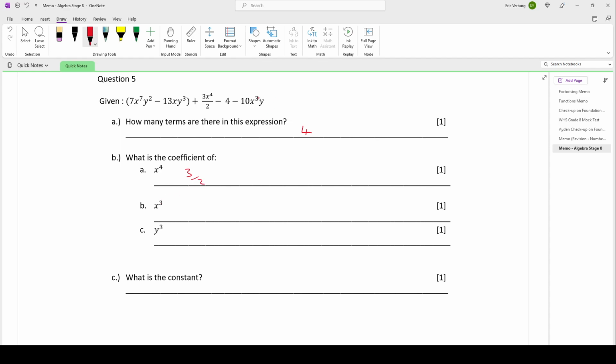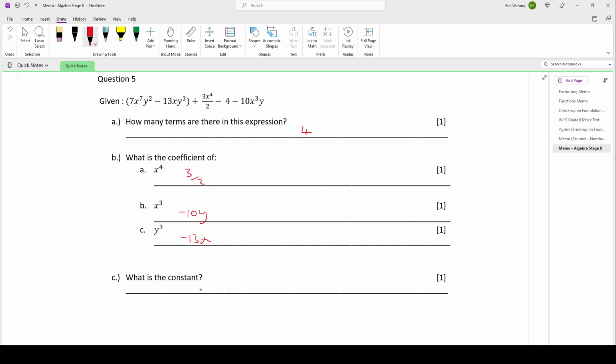And now x cubed, where is the x cubed? Over here. What's being multiplied by it? Well, it's this whole thing, right? That is being multiplied by x to the power 3. Negative 10y. And what's being multiplied by y cubed? Here is y cubed. So what's being multiplied by that? It's this. Negative 13x. Does that make sense? It's everything written next to it, which is multiplied by the thing we're looking for. So everything multiplied by y to the power 3 is the whole negative 13x. Negative 13x times x times y cubed, right?